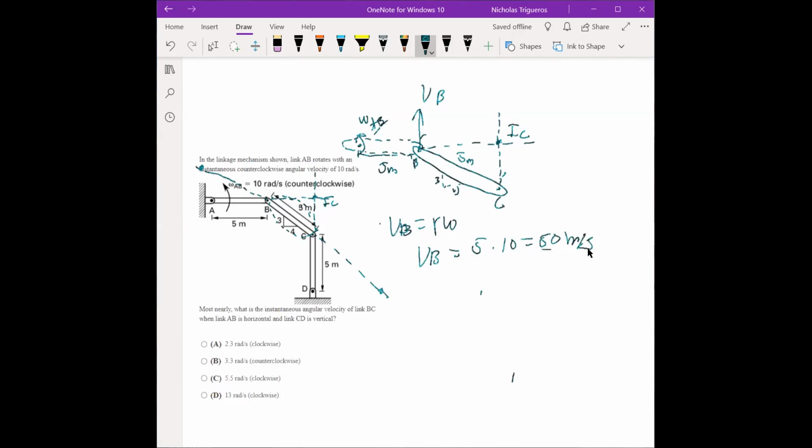Meters per second. Now we need to find omega BC, which is going to be equal to VB divided by R. But what's R? Isn't R the length of IC? Yeah. We know this is this length due to this triangle here. We know that's 4. So the distance from B to IC is 4. Divided by 4.